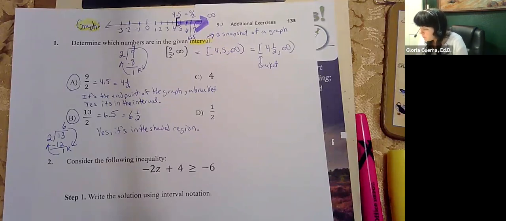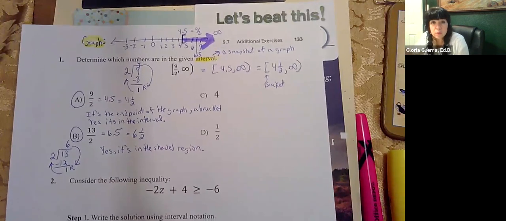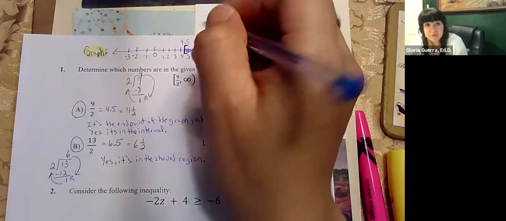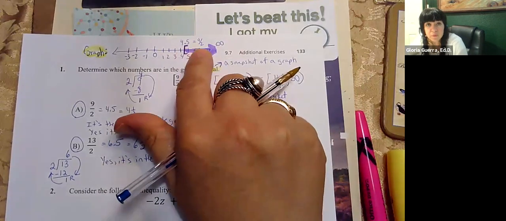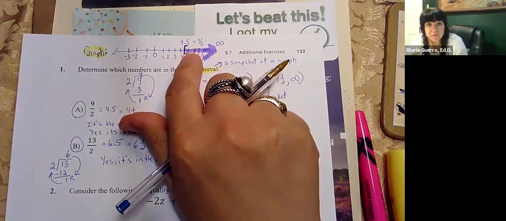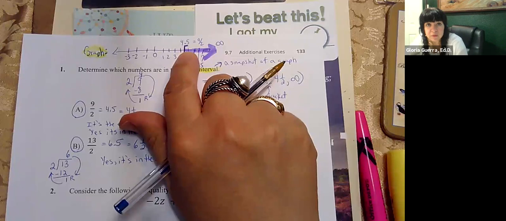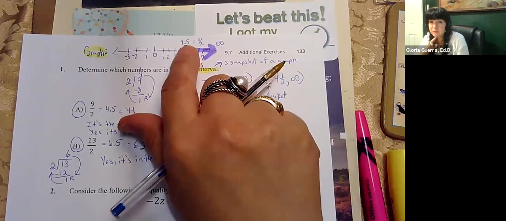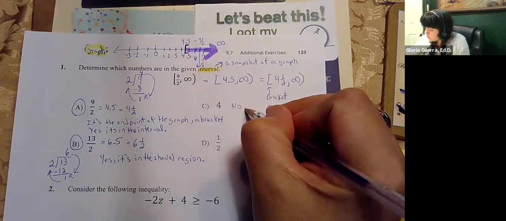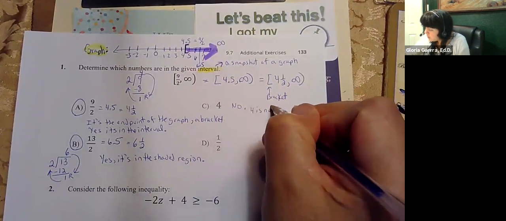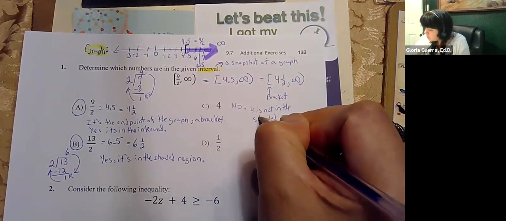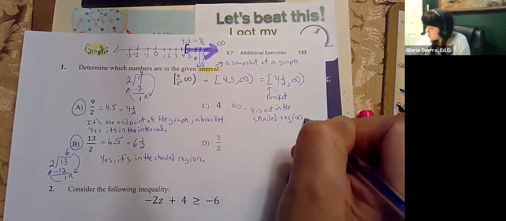Okay, what about 4? See, 4 is right here. Doesn't that look like it's outside of this purple? It starts right here at 4.5. So even though it's very close, there's a little gap there. See it? 4 and 4.5. So I would say no, 4 is not in the shaded region.